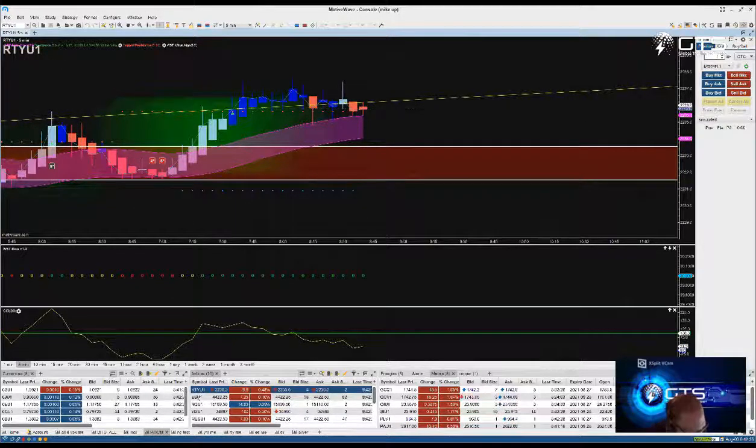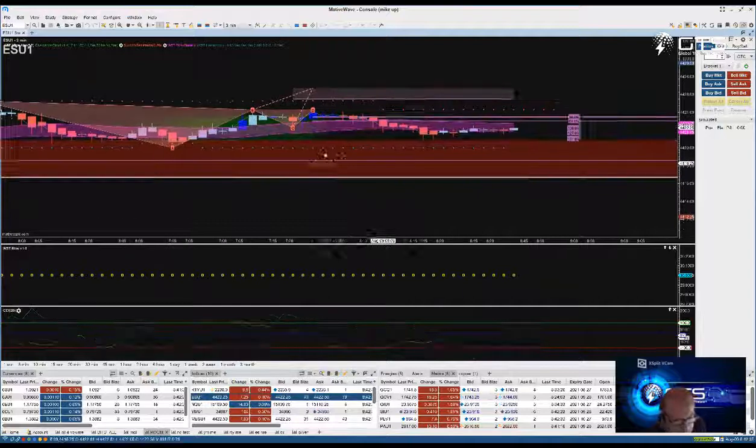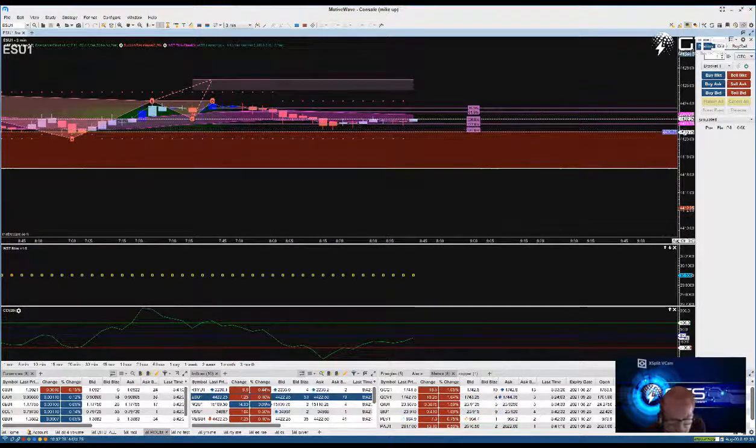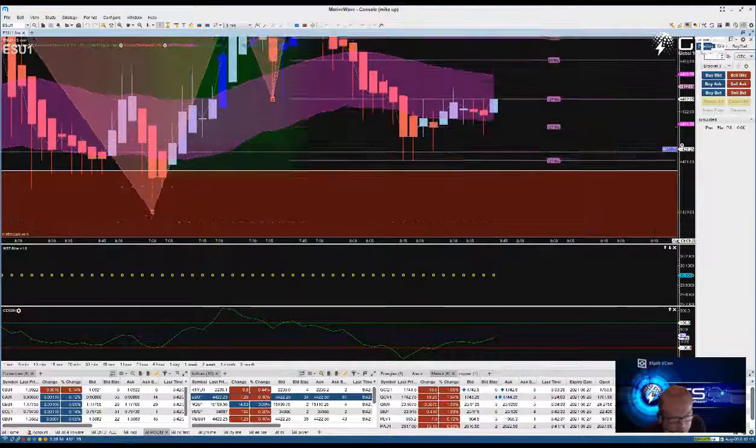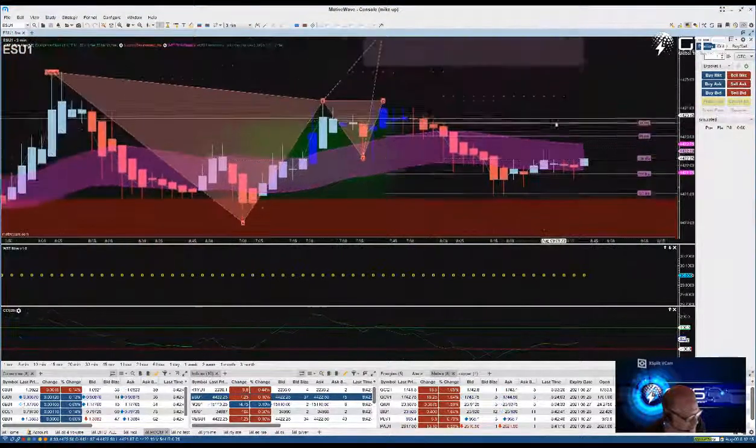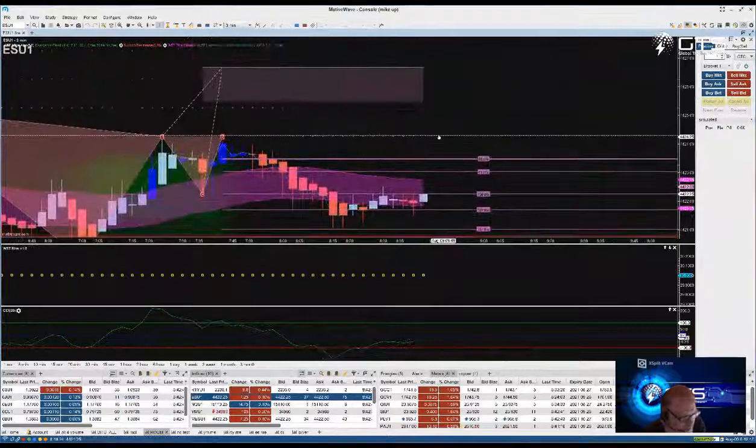So we'll go over here and look at the ES this morning, and you can see we've got a pattern forming there. So here you've got some butterfly pattern. I like these. I love the harmonics with Global Trading Software.